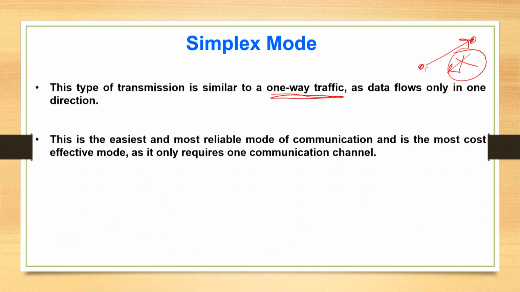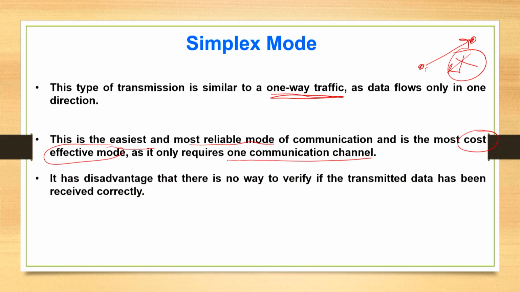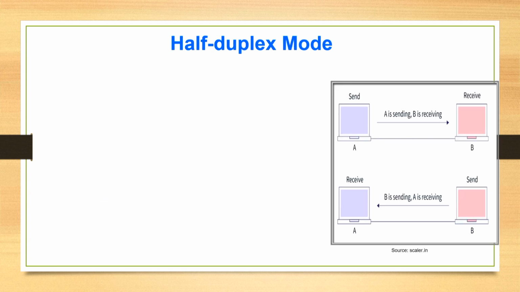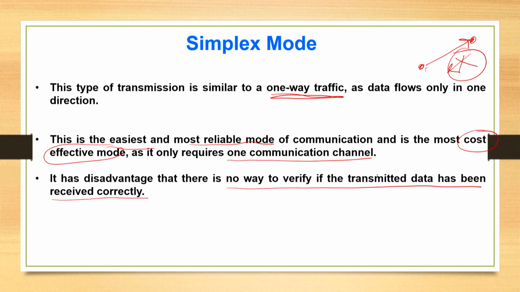This is the easiest and most reliable mode of communication and is the most cost effective mode because it only requires one communication channel. It has a disadvantage: there is no way to verify if the transmitted data has been received correctly. So that was all about the simplex mode.